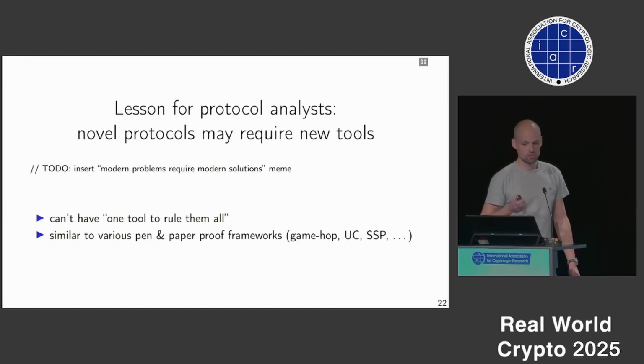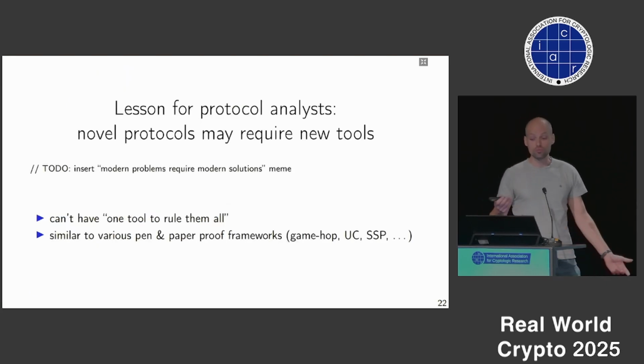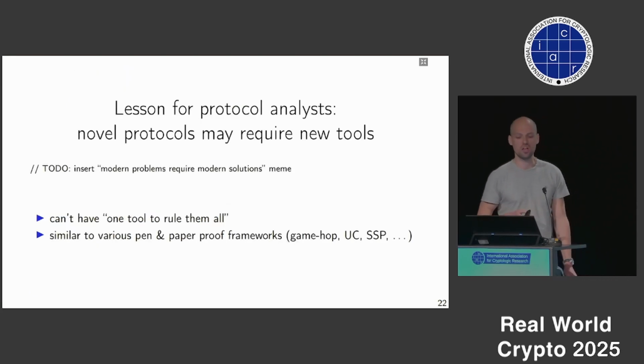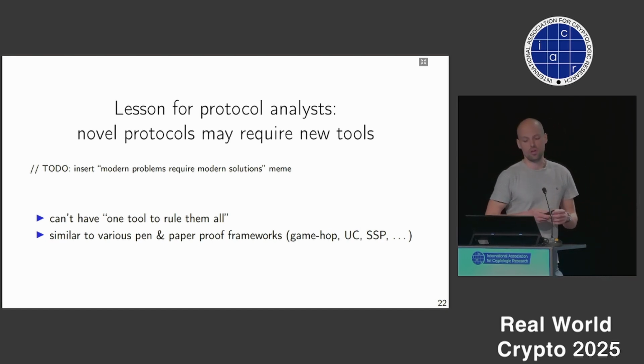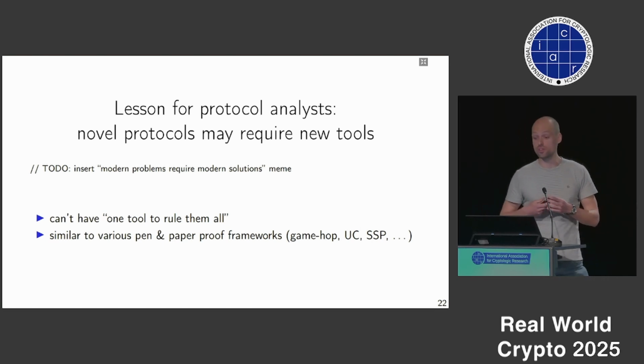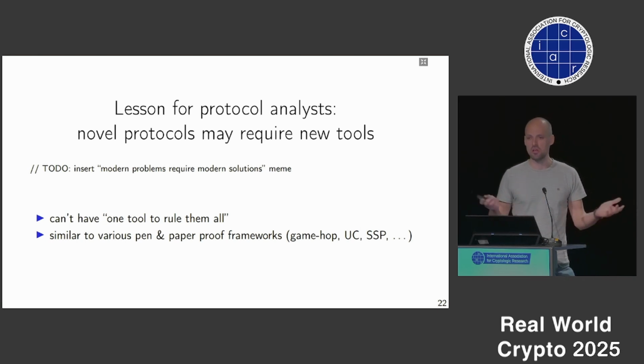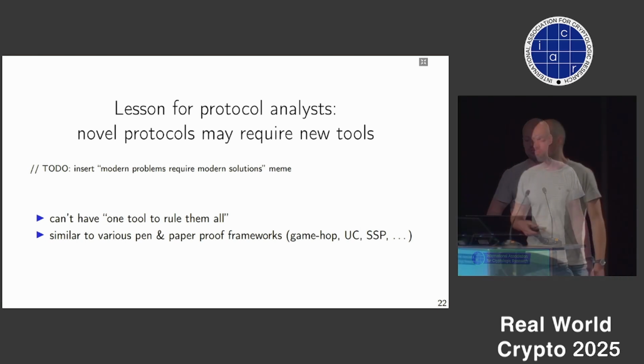And so this leads to a lesson for protocol analysts. New protocols may require new tools. And I don't think we can have one tool to rule them all. I think we always will have different tools. And I think it's fine because pen-and-paper people also have different tools. And today, Tamarin is a good tool for TreeKEM-like protocols. And maybe tomorrow, we will have a new protocol that is out of reach of every method we know to produce a machine-checked analysis, and we will have to design a new one. And I think it's fine.